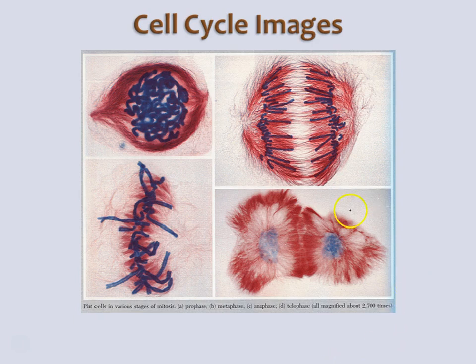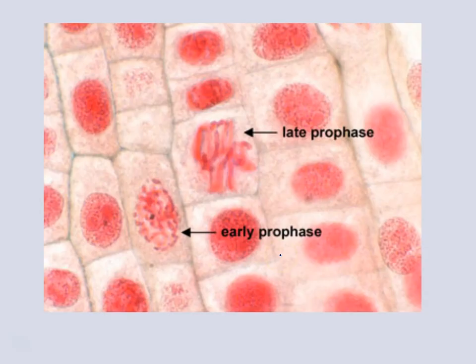Here are some stained images of actual cells. These are animal cells going through mitosis. Here you can see those chromosomes, the blue things, those are all condensing. Here you've got metaphase, anaphase, and then this would be kind of interphase, or telophase as it's reforming your two nuclei.